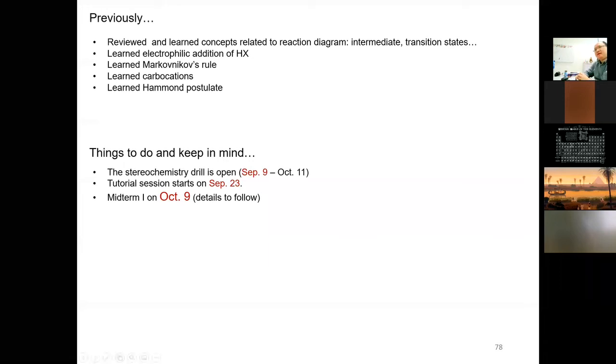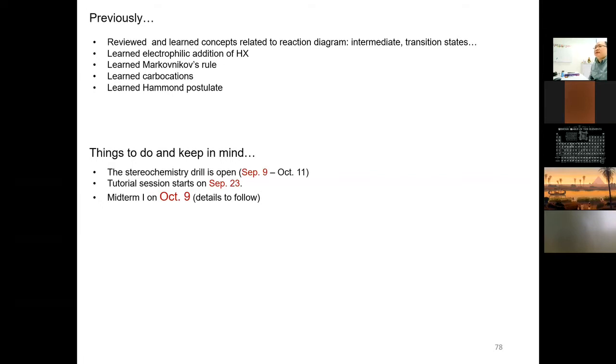So last time we went in deep into the chapter on alkenes, right? We reviewed and learned some concepts related to the reaction diagram, which is the very foundation for all the reactions you are going to learn in the next chapters and all the remaining chapters. For example, you need to be aware of the concepts of intermediate and transition states, and rate determining step, things like that.